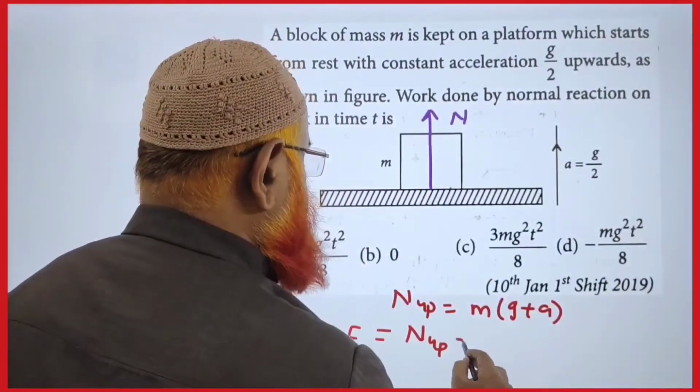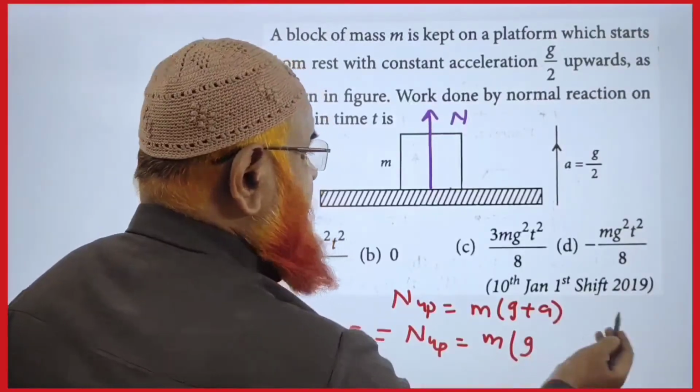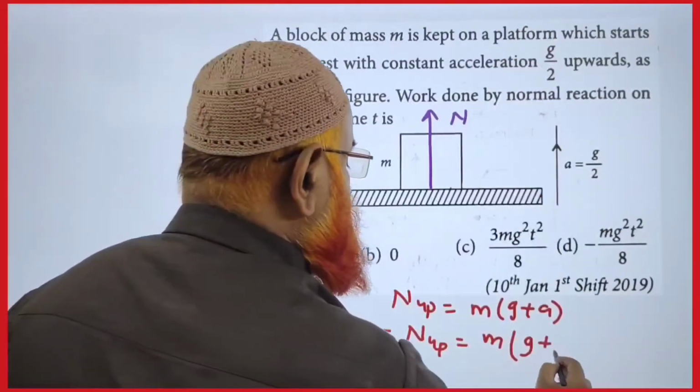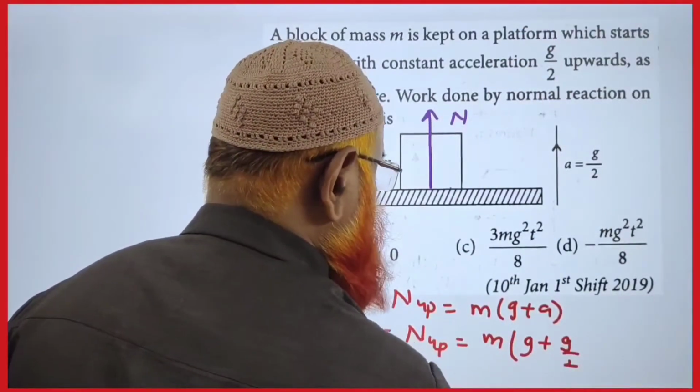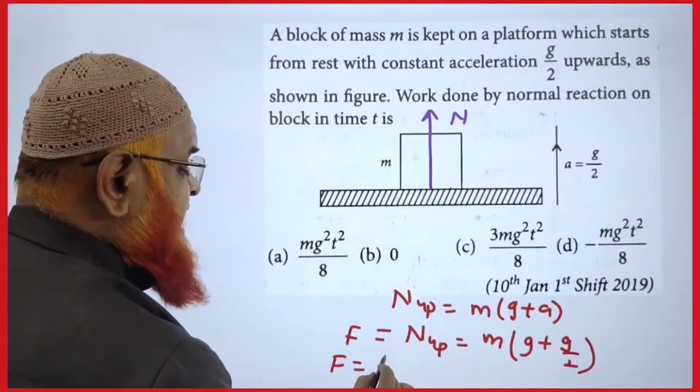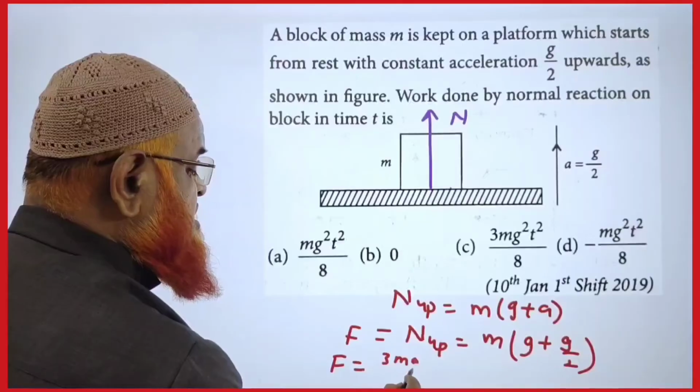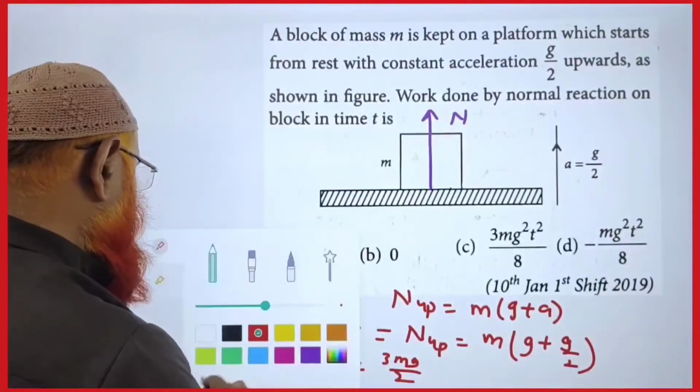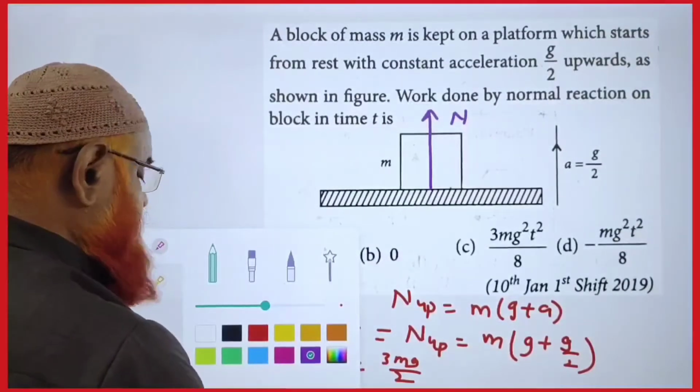So it's going to be how much? M into G. It is moving with an acceleration of G by 2, so we can write it as G by 2 instead of acceleration. Therefore, force we got it as 3mg by 2. It's ready now. Okay, so force is ready with you.